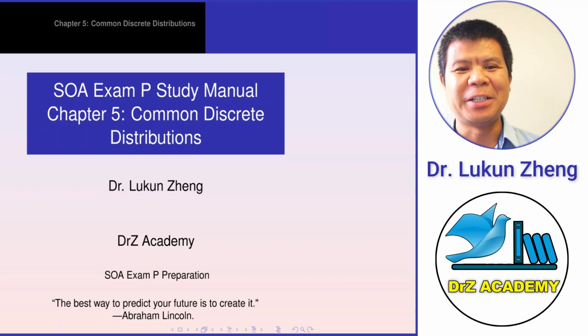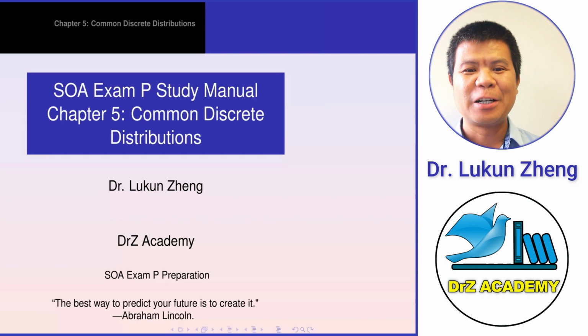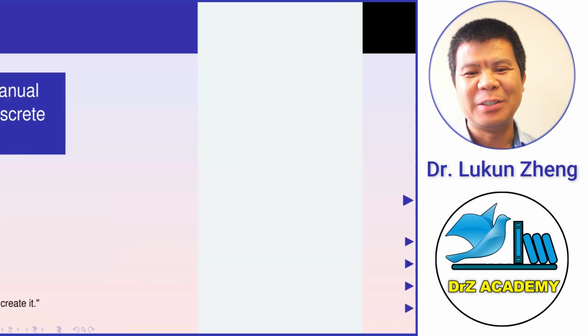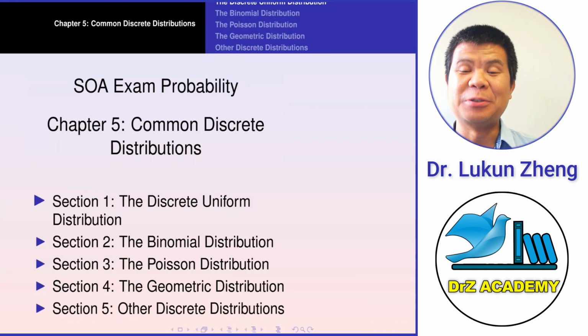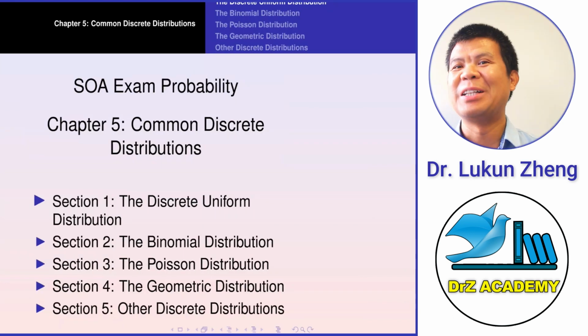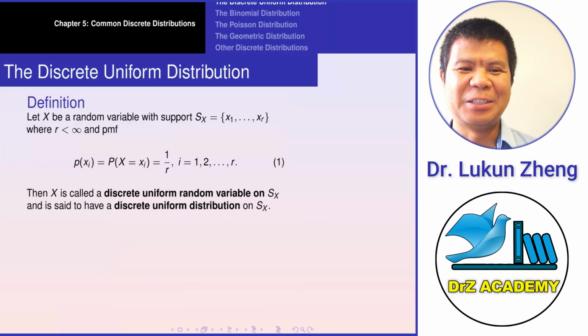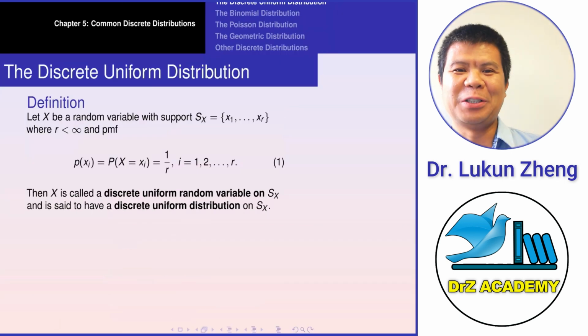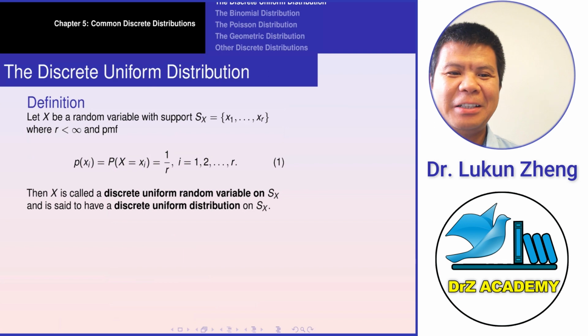In today's video, we're going to move on to Chapter 5, Common Discrete Distributions. Let's firstly consider the first one: the discrete uniform distribution. What is a discrete uniform distribution? Let's consider the definition here.